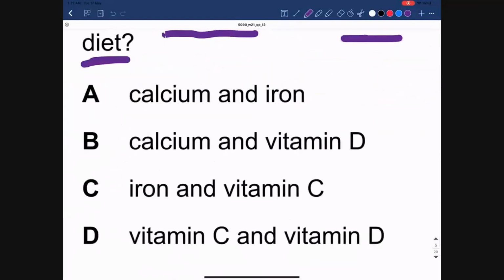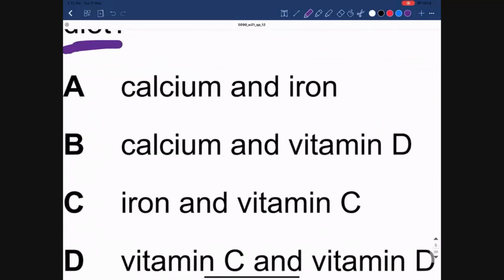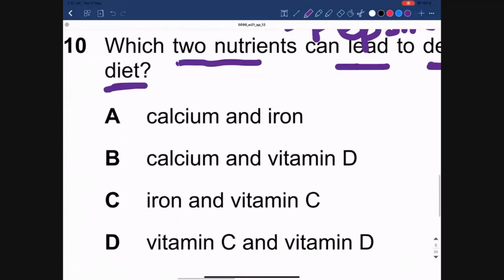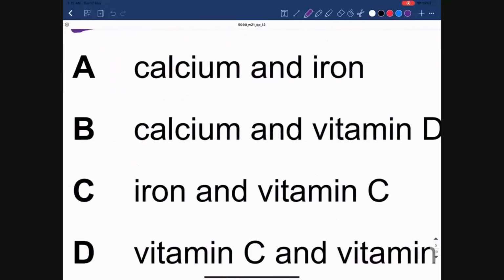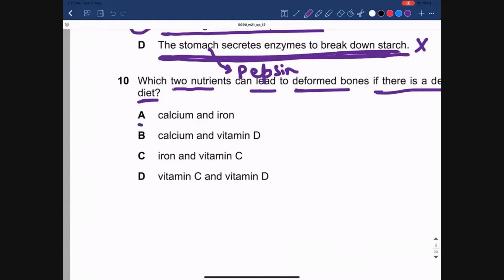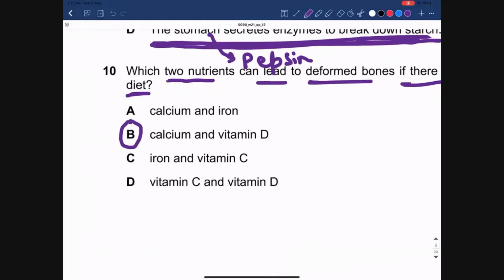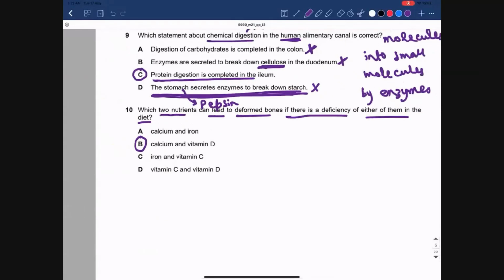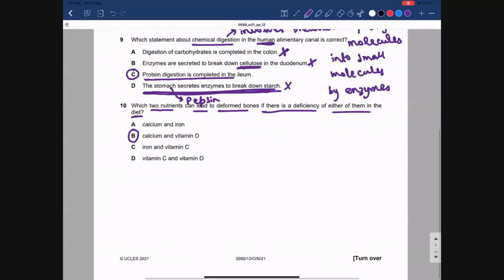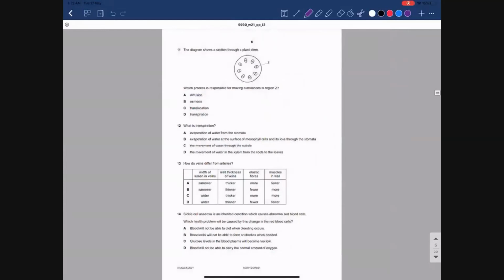Calcium is required to make your bones and teeth stronger, and vitamin D is required for the absorption of calcium from the food. So vitamin D is equally required as calcium to make bones stronger. So the answer is B, because if calcium or vitamin D, or either one of them, becomes deficient, the bones will be deformed. That means the bones will be weak and will fracture easily. In children, the bones, while forming, will not be formed properly and will be deformed. So the answer is B.